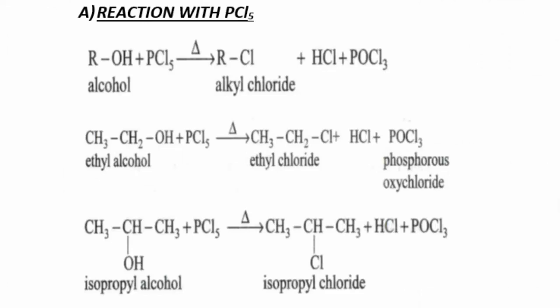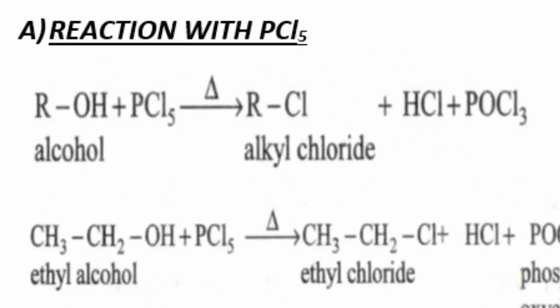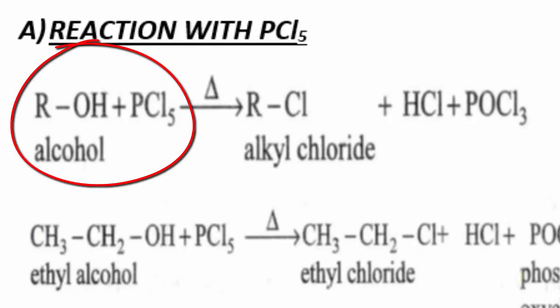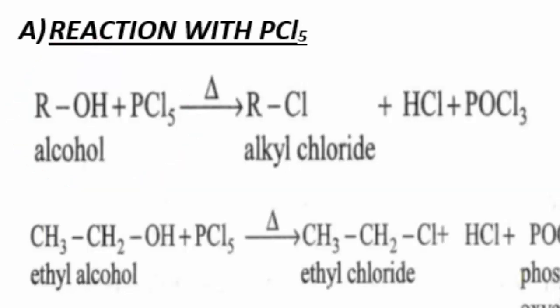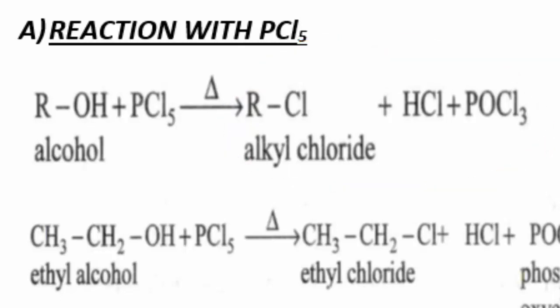Reaction with phosphorus pentachloride. Now observe the general reaction. In the general reaction, we are reacting alcohol with phosphorus pentachloride. On providing heat, we will get the product, that is alkyl chloride with the formation of hydrochloric acid and phosphorus oxychloride. Now we'll solve some examples.